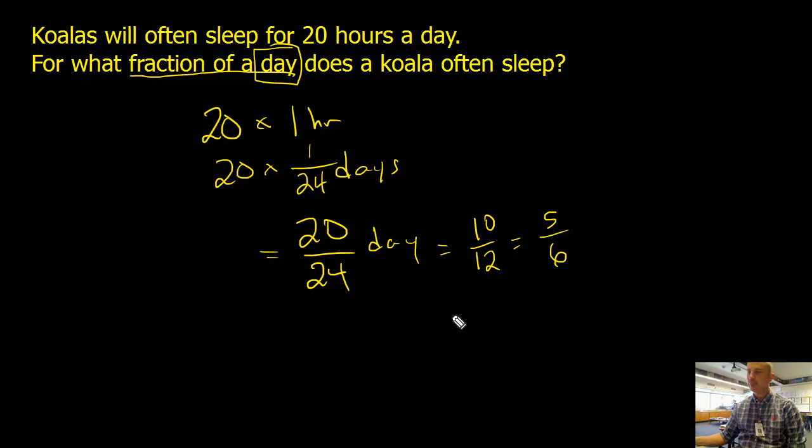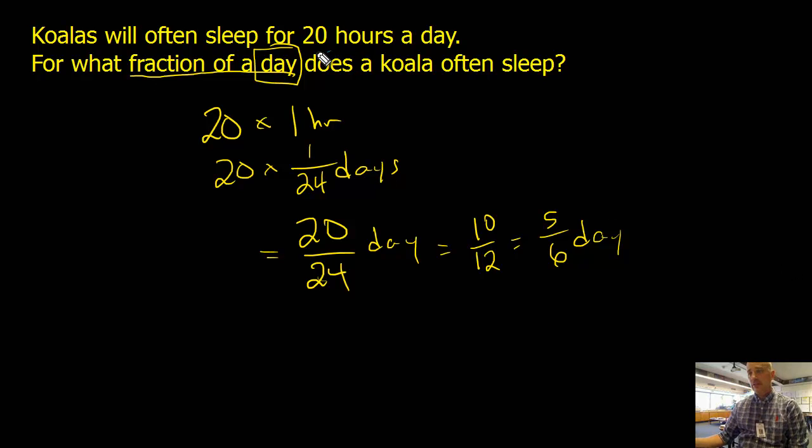That sounds good. The other thing I could do is I could say, well, I could count by 4s. And 4 times 5 is 20, so I could say 5. And 6 times 4 is 24, so I could say 6. Either way, I end up with my answer of 5/6 of a day. And my answer is in days in this case.